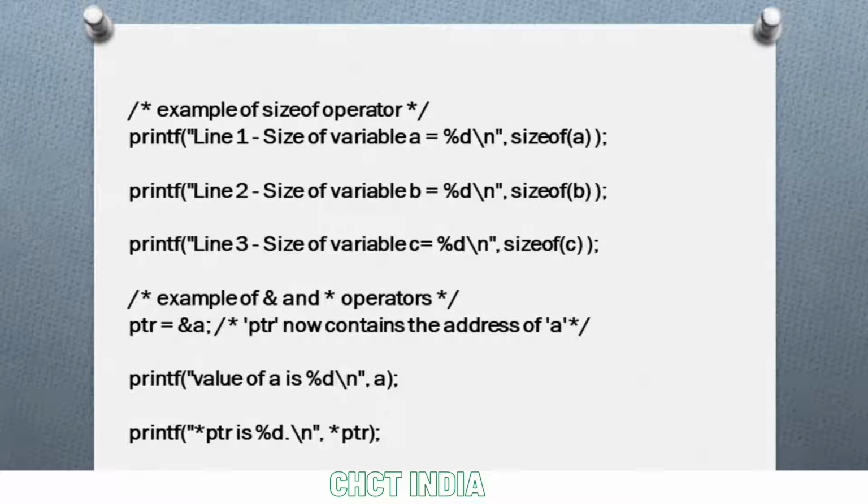Using ampersand preceded to variable A, I am assigning the address of A to pointer variable ptr. Now ptr holds the address of A. Now in printf, it prints the value of A, and next, for ptr, it is printing the value which is stored at the address location kept in pointer variable ptr.